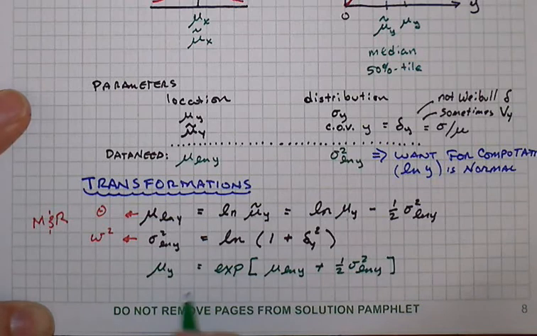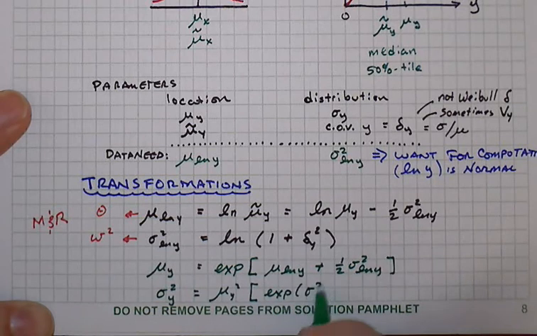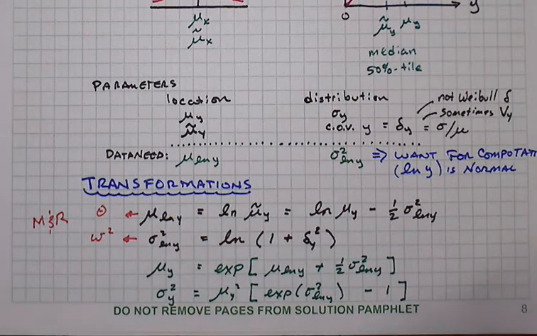The next one requires a little bit more manipulation to go through. The variance of y is equal to the mean of y squared times the quantity e raised to the variance of the natural log of y, minus 1. Right, so you're only raising e to the variance of the natural log of y. The minus 1 is not up in the exponent. Right, so these are the equations that we're going to need to have accessible to us as we get ready to do a numerical example.